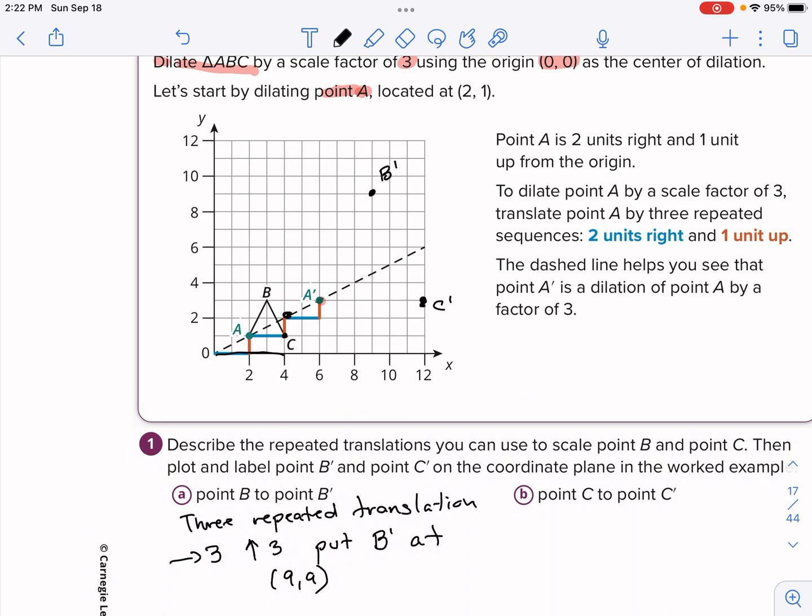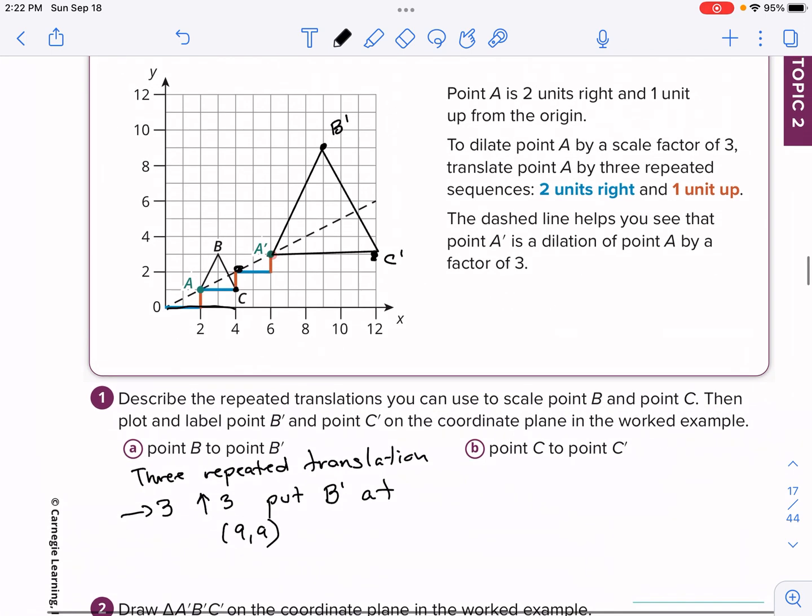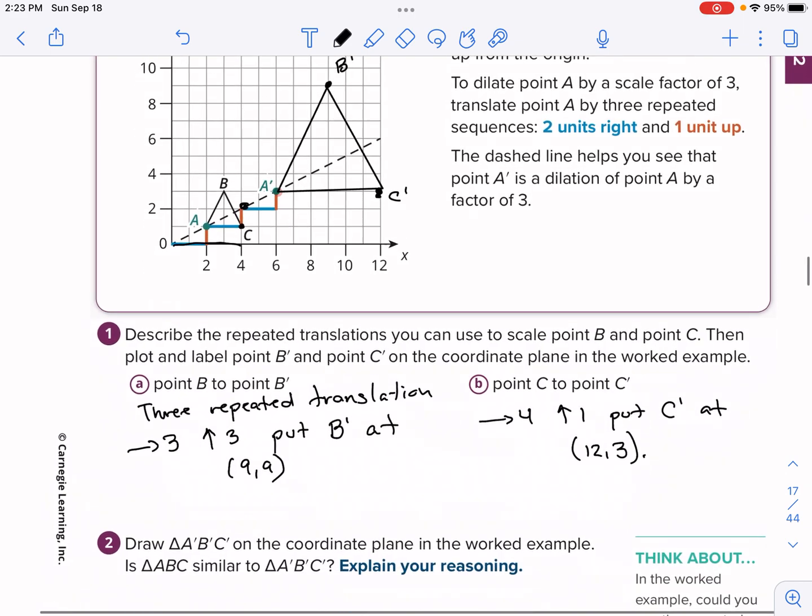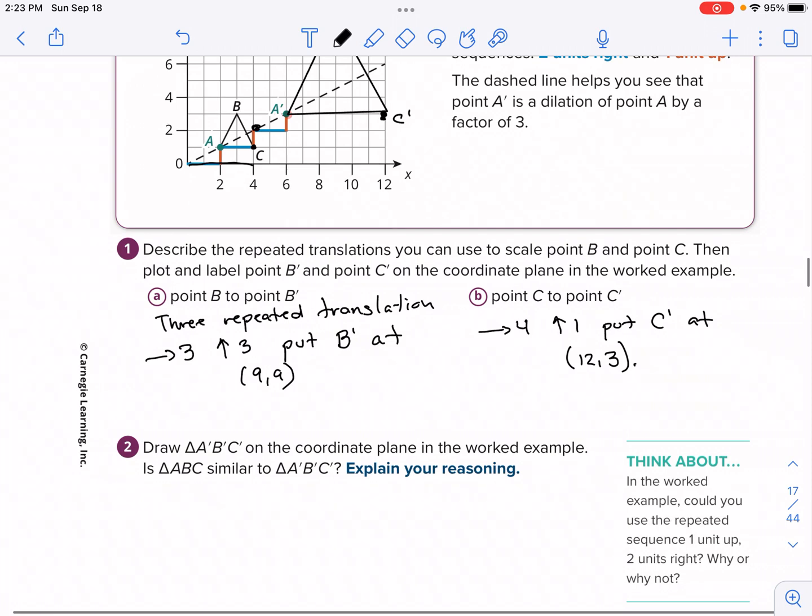Okay. So we're going to connect all three, like that. So for this we were just going to say 3 repeated translations of going right 4 and 1 up puts C prime at the coordinate 12, 3. Okay, right. So let's answer some questions here. We already did number 2. We drew the figure.